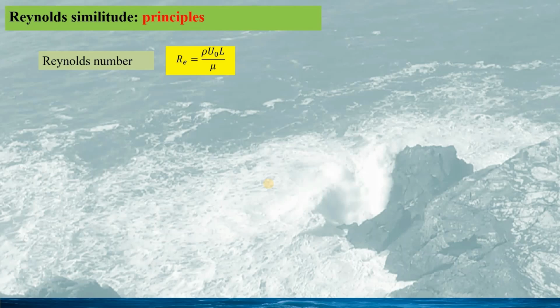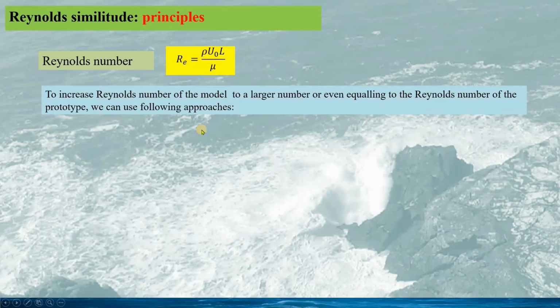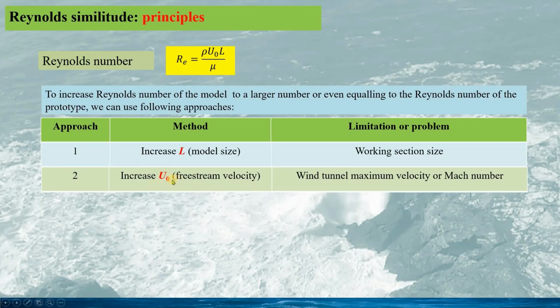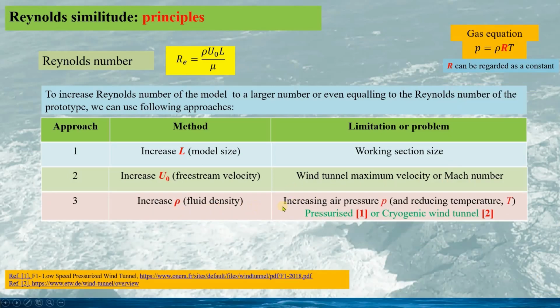For achieving the goal, based on the definition of Reynolds number given here, we can increase the Reynolds number in different ways, such as increasing the size of the model. But the model size would be limited by the working section size of the wind tunnel. We can increase the free stream velocity U0, but this would be limited by the wind tunnel maximum velocity or the Mach number. We can increase the density of the flow in the wind tunnel. For example, we can apply high pressure in the wind tunnel, or we can reduce the temperature of the fluid in the wind tunnel.